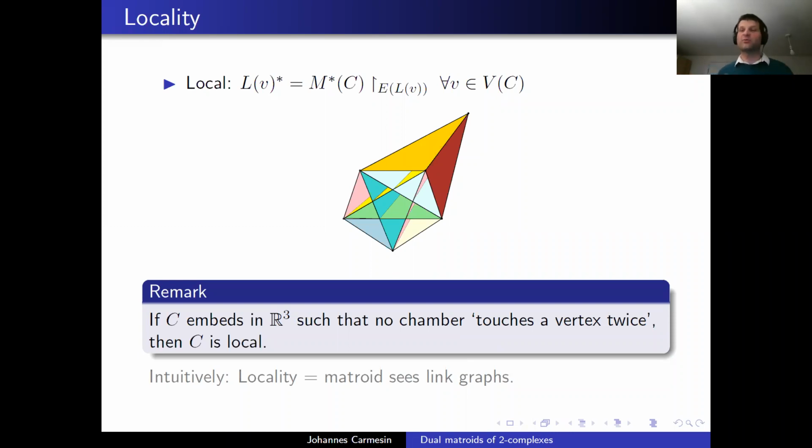And so the only way around it, I believe, is to forbid this strange behavior, to exclude these crazy embeddings, and just say we require that all the two complexes we consider are local.